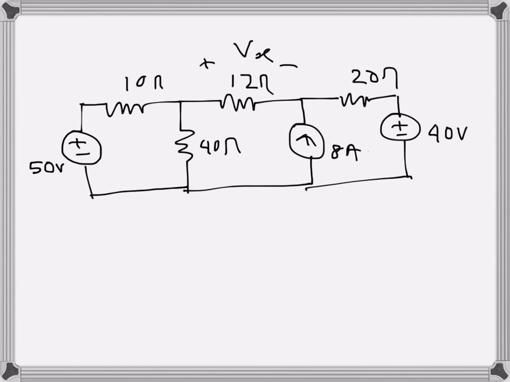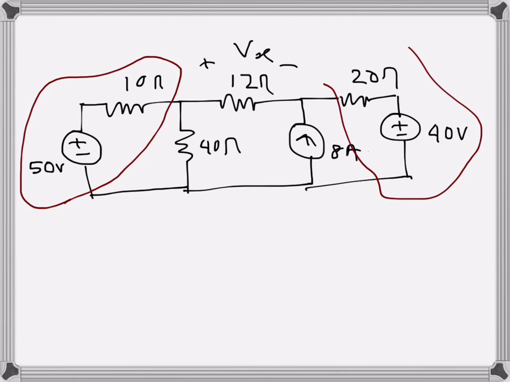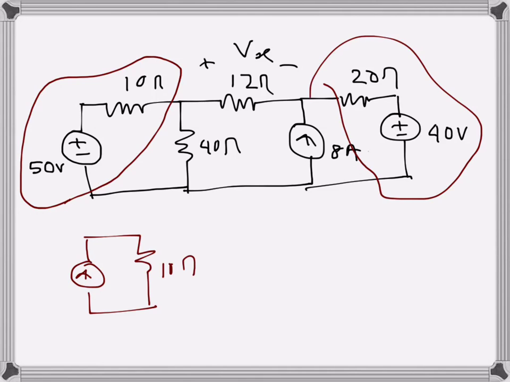I want to find the voltage drop Vx across this 12 ohms resistance using the source conversion technique. So first I will convert this voltage source and series resistance into a current source and a parallel resistance. The parallel resistance will be the same, 10 ohms, and the value of the current source will be 50 divided by 10, so that's 5 amps.